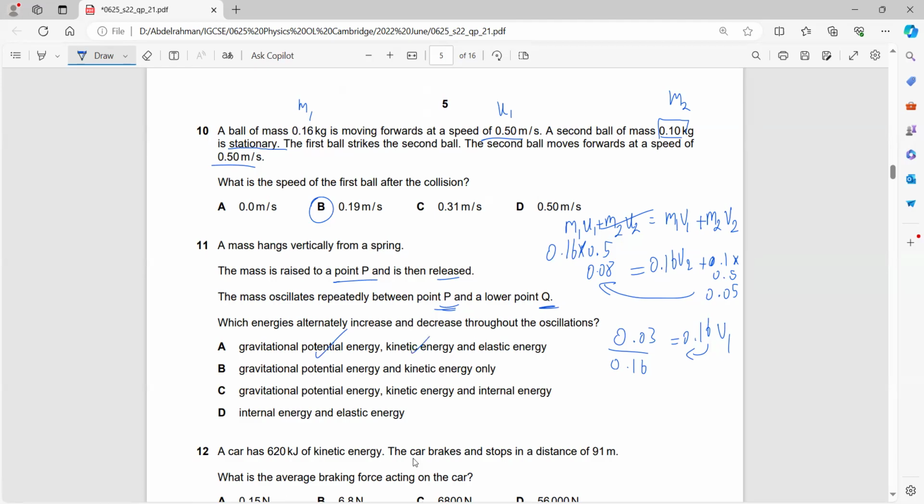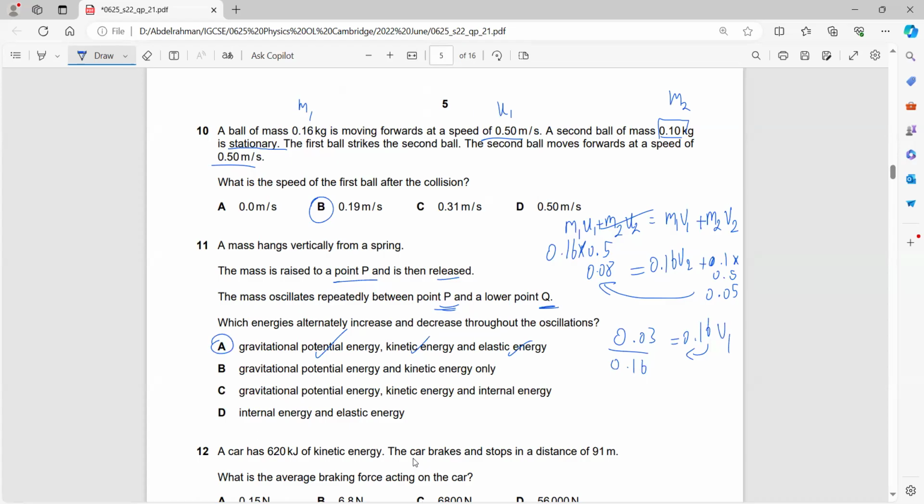What about the elastic? No, it doesn't change throughout. Well, does it, because it moves? It does. Why? Because the spring compresses and then decompresses. There's a point of compression and a point of extension, it keeps on compressing and decompressing. Okay, so it does alternate as well.